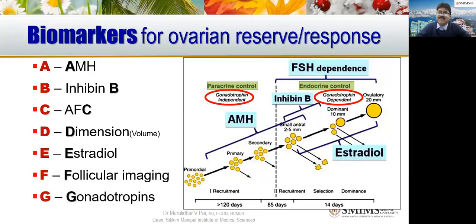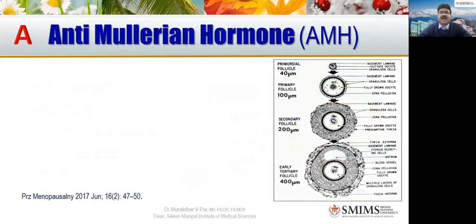So this is the ABCD for you, my dear PGs. A for AMH, B for inhibin B, C for antral follicular count, D for dimension, E for estradiol, F for follicular imaging, and G for gonadotropin. New ABCD for you. Now, I will talk in detail about each one of them.